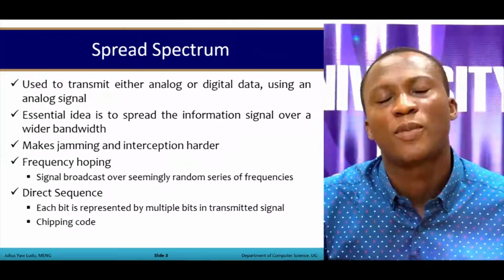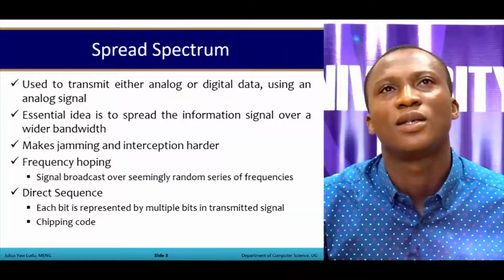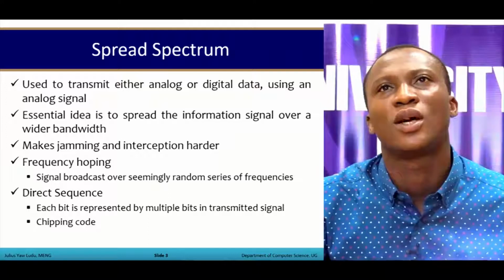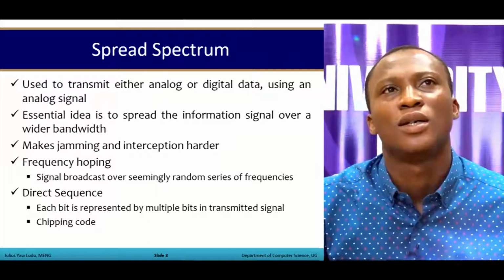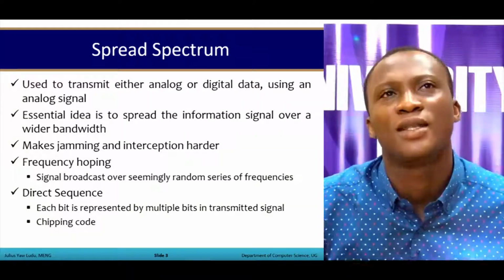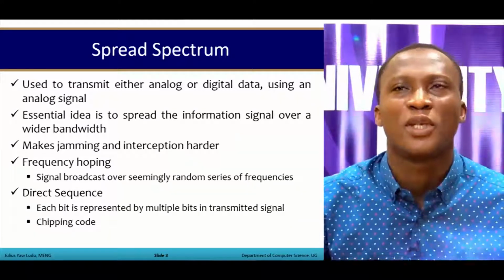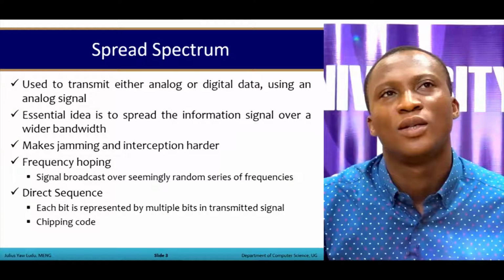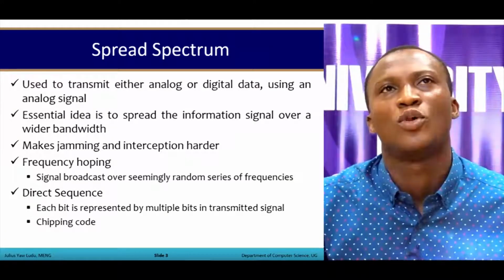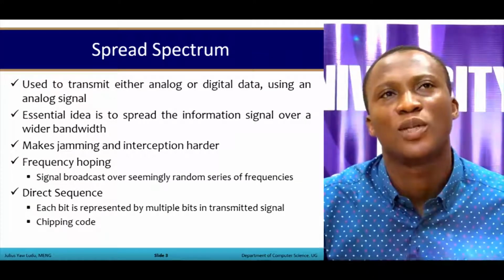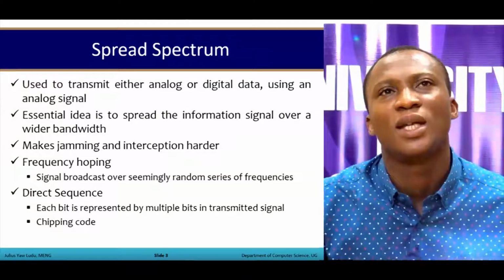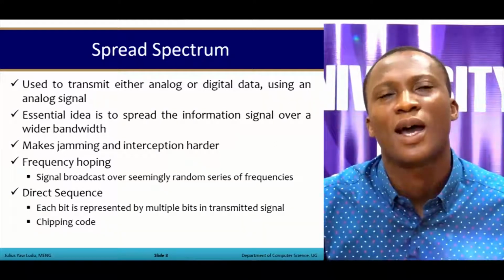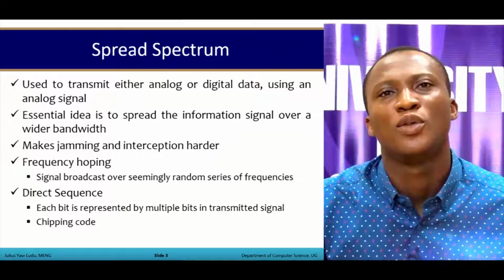Now, spread spectrum is used to transmit either analog or digital data. The essential idea is to spread the information signal over a wider bandwidth. So we are using spread spectrum in order to do that. It makes jamming and interception harder.